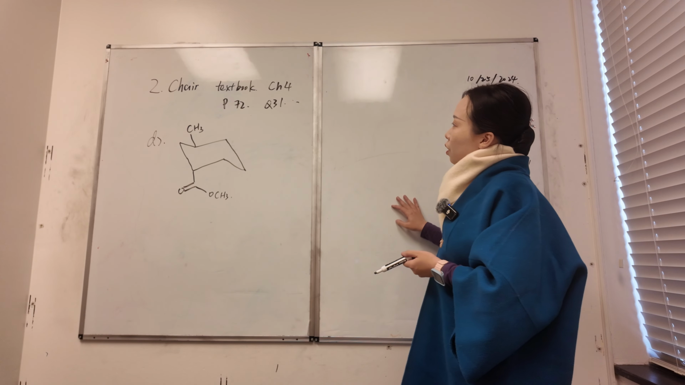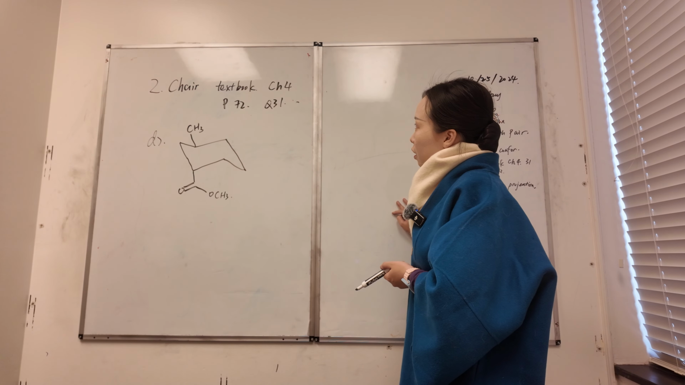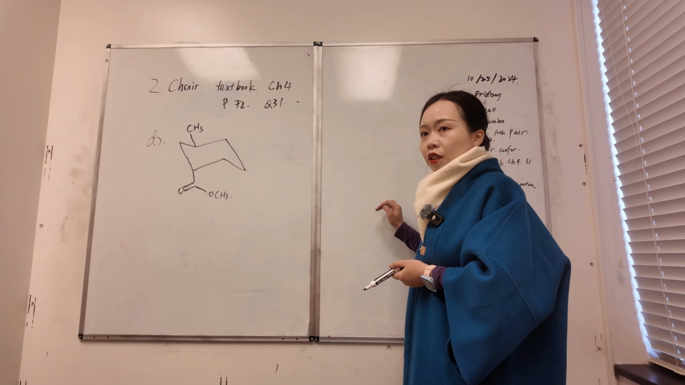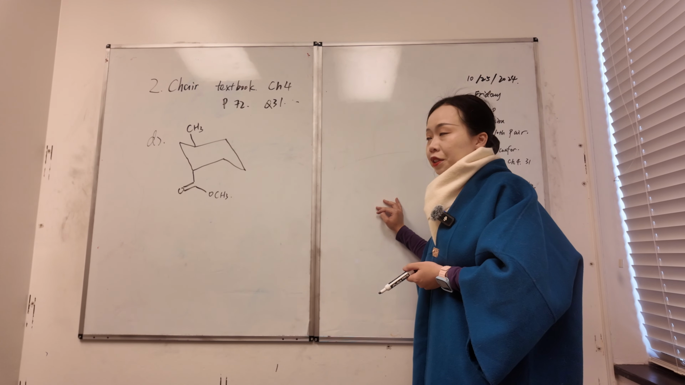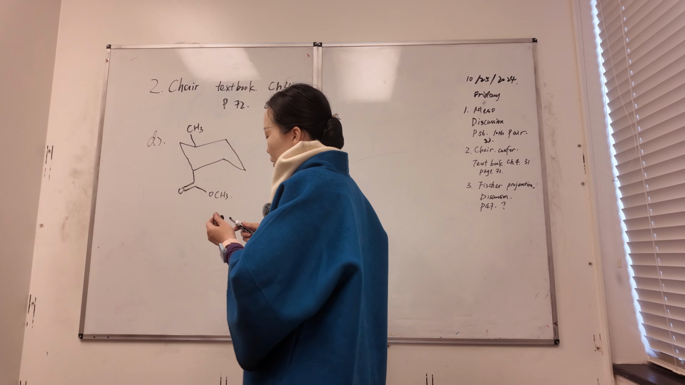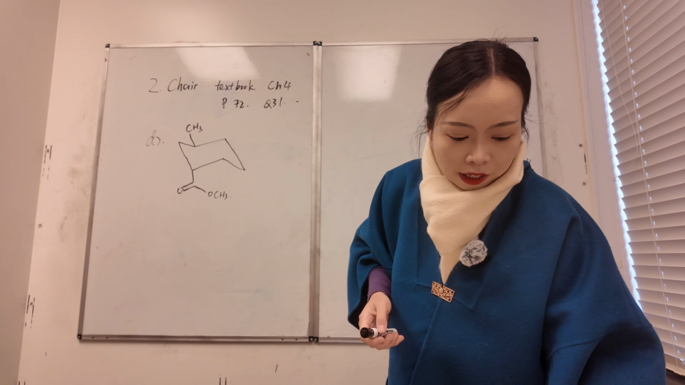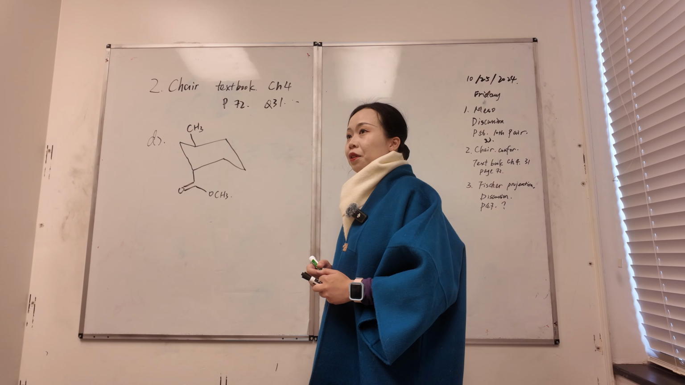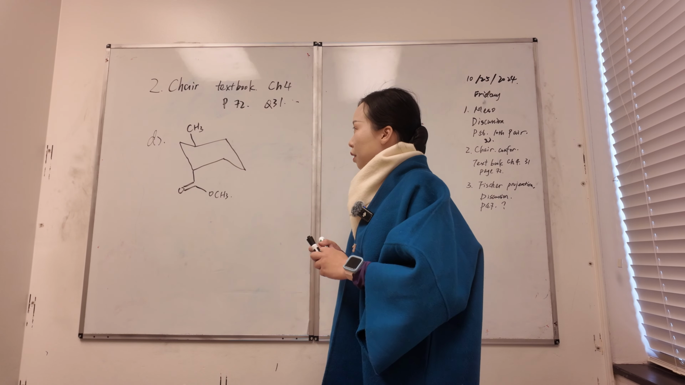We're now going over a chair conformation on textbook chapter 4. It's page 72, question 31D. It's asking for the most stable conformation. There are two things that we should know first: which is a bulkier group?